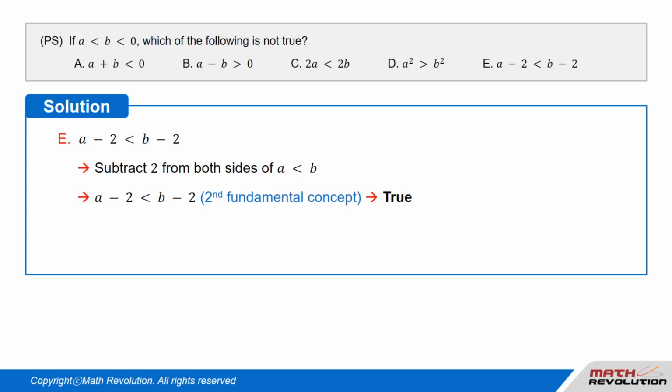Option E. A minus 2 is smaller than B minus 2. If we subtract 2 from both sides of A is smaller than B, we will get A minus 2 is smaller than B minus 2 by the second fundamental concept in inequality. Thus, this option is true. Thus, option B is not true, and hence B will be the correct answer. Answer B.